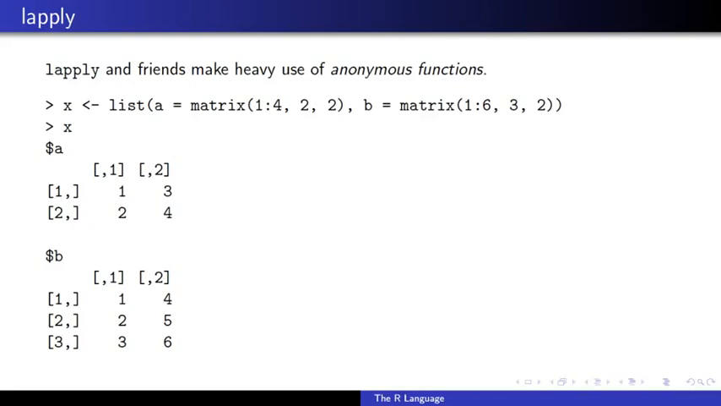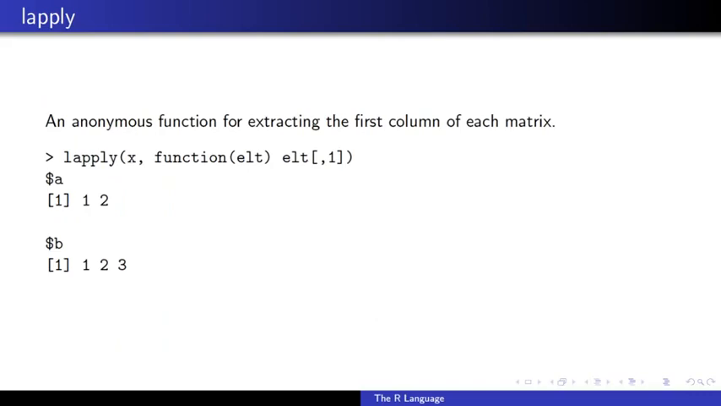I'm going to create a list that contains 2 matrices in it. The first is a 2x2 matrix, and the second is a 3x2 matrix. So you can see the list here. There are 2 elements. They're named A and B. And suppose I want to extract the first column from each one of these matrices. So what I can do is I can call lapply.